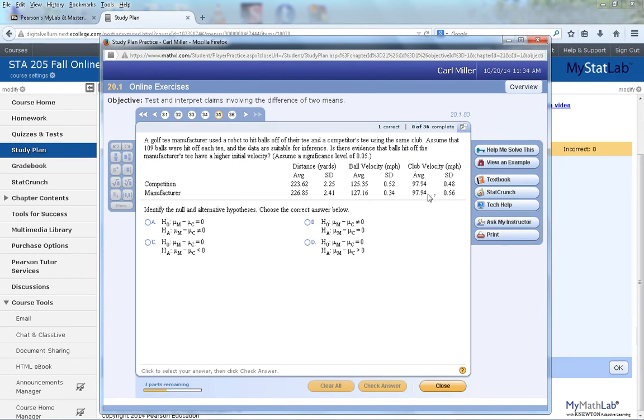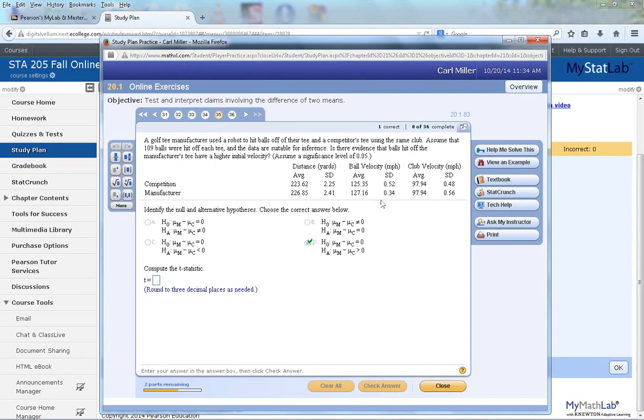Now club velocity should be consistent because it's the robot swinging the club. The ball velocity is the speed, or the velocity, with which it is coming off of the tee, and this is what I really want to compare. So identify the null and alternative hypotheses. Well, M is manufacturer, C is competitor, and you want to see if the manufacturer has a larger mean. So when you take a larger number minus a smaller number, you should get a positive result if the first one is bigger. So that would be D.